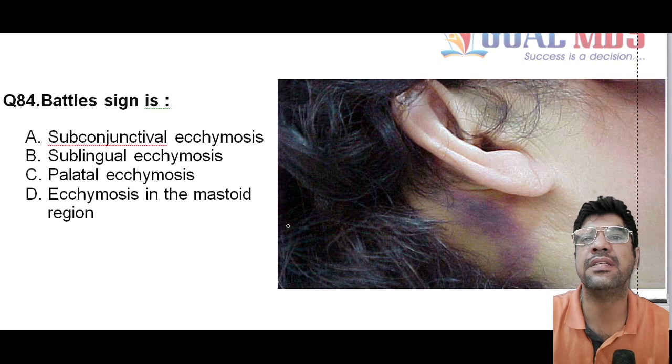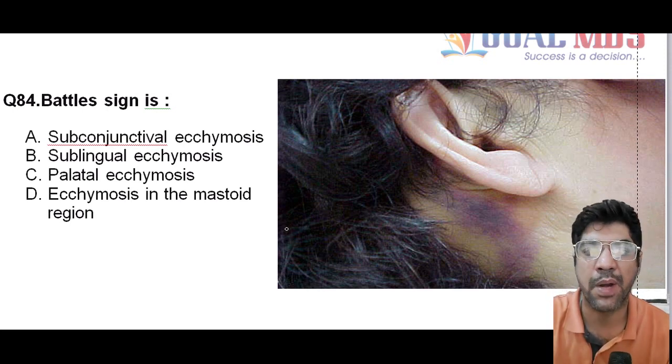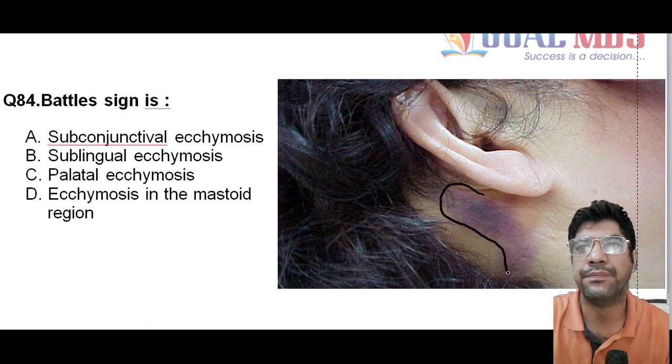So the answer is C. Again, it is a very important question asked multiple times in your entrance exam. Very important from your entrance exam point of view.